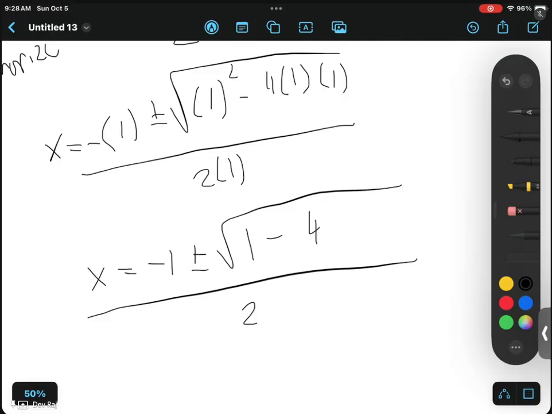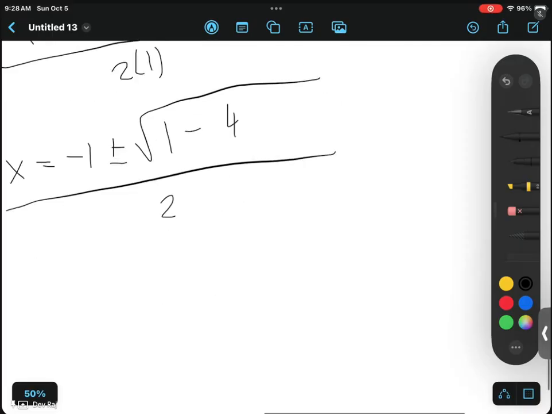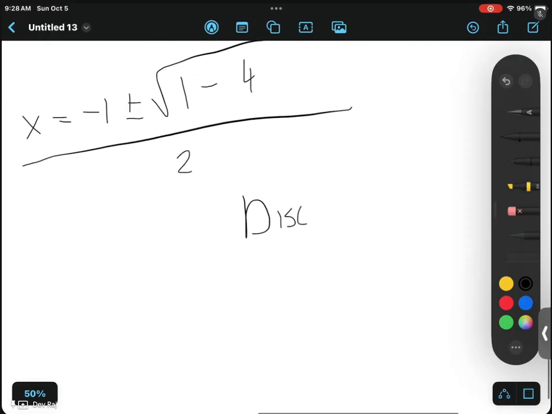Are we good so far? Does this make sense? Yeah? Okay. So, now that we plugged in all our numbers and condensed it, our next step would be to solve it, right? Well, first of all, does anybody know about the discriminant rule? Does anybody know what the discriminant rule is? Discriminant.